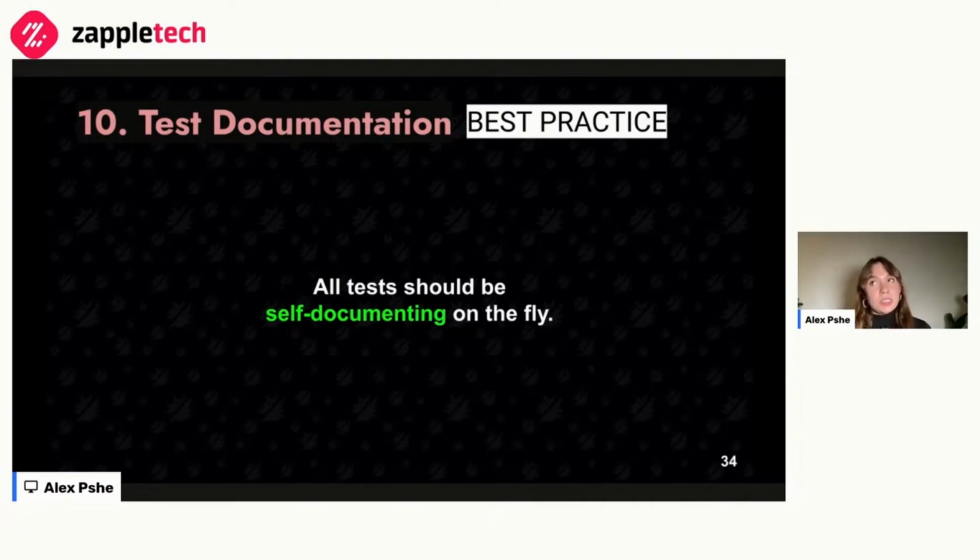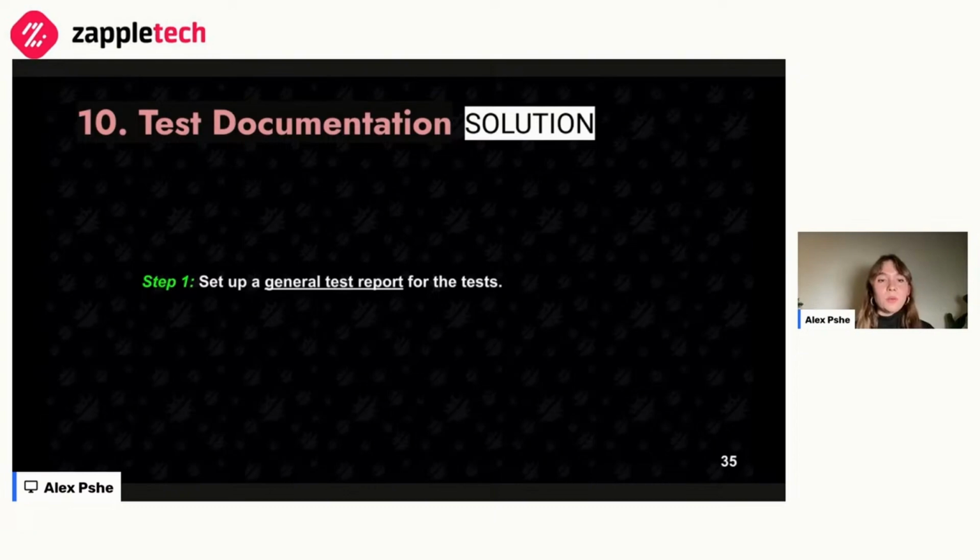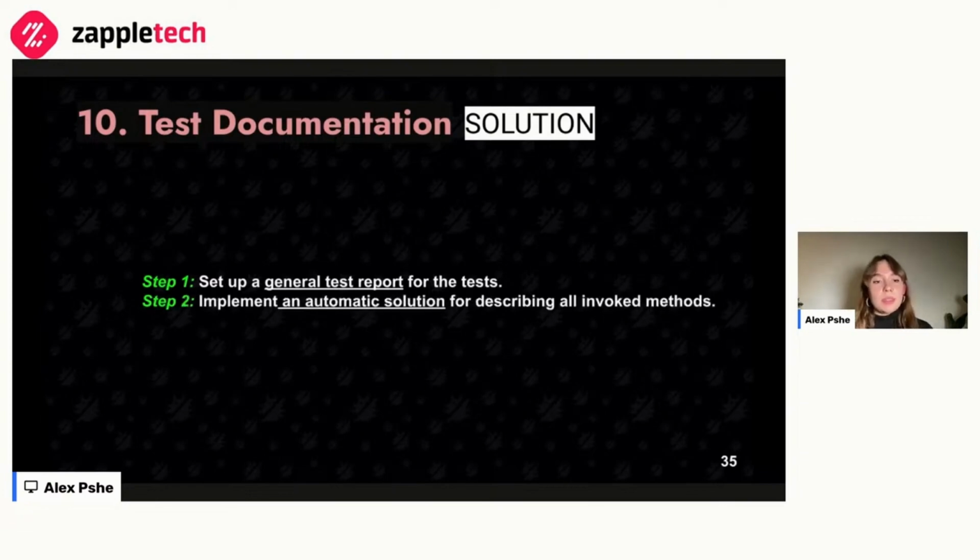Because it's an auto test, it's technically possible. We shouldn't spend our time manually maintaining the same document. Instead, we should invest our resources into this process. And how can we do it? First of all, we should set up a general test report for the tests. We have enough tools for it, and probably the most popular right now is Allure.